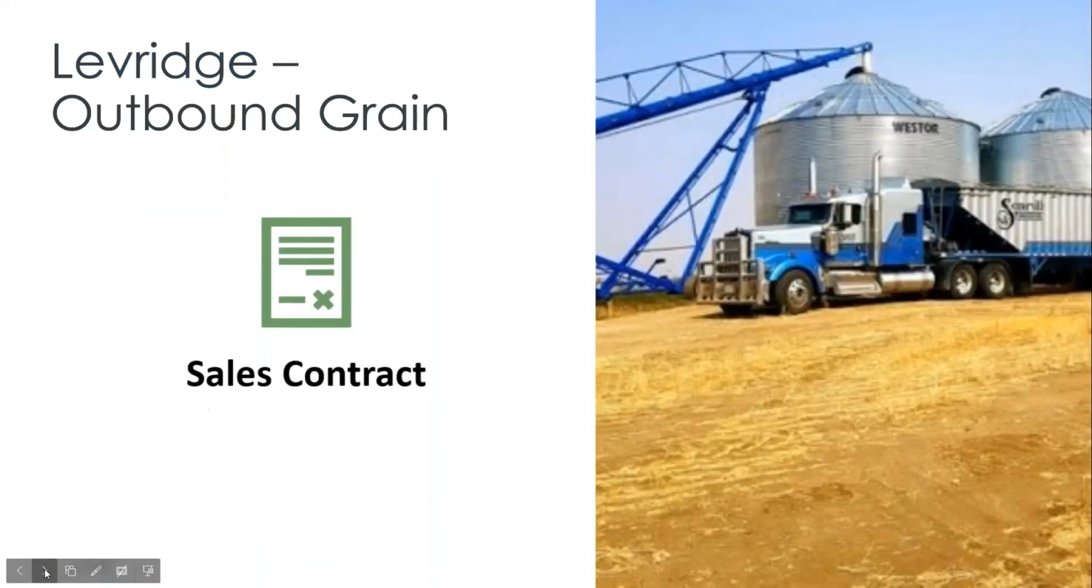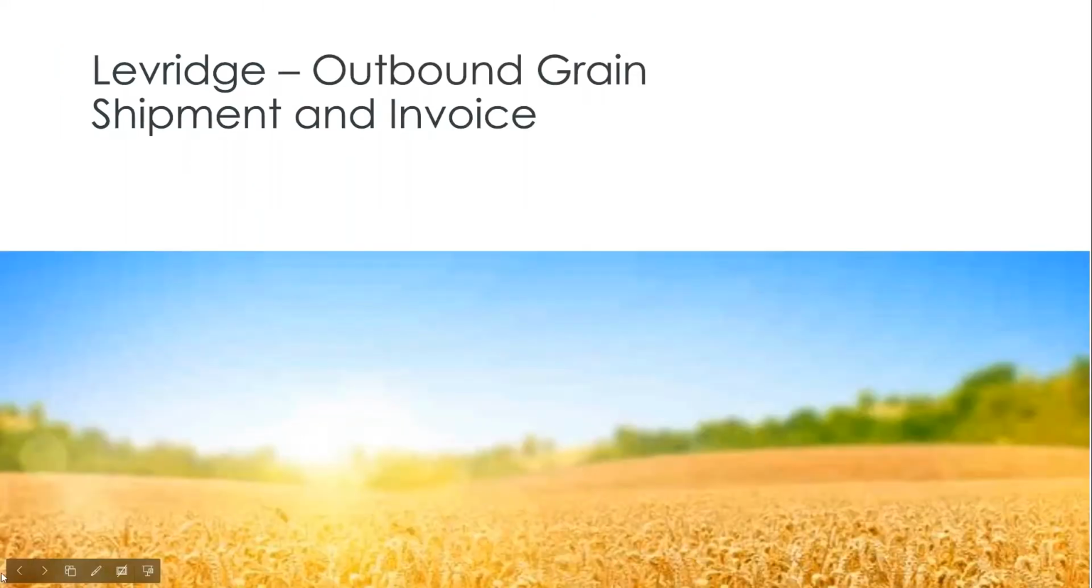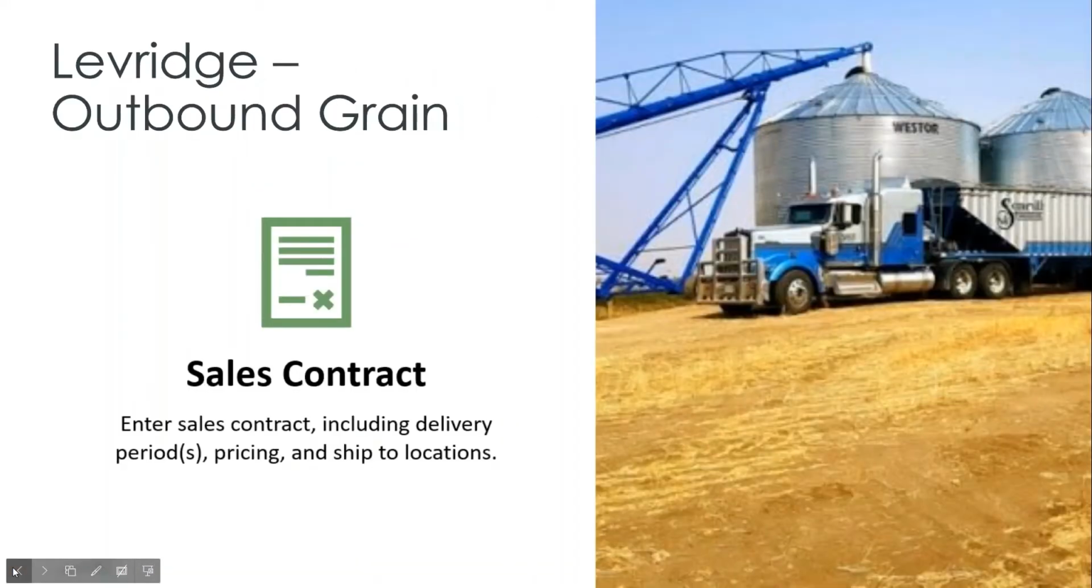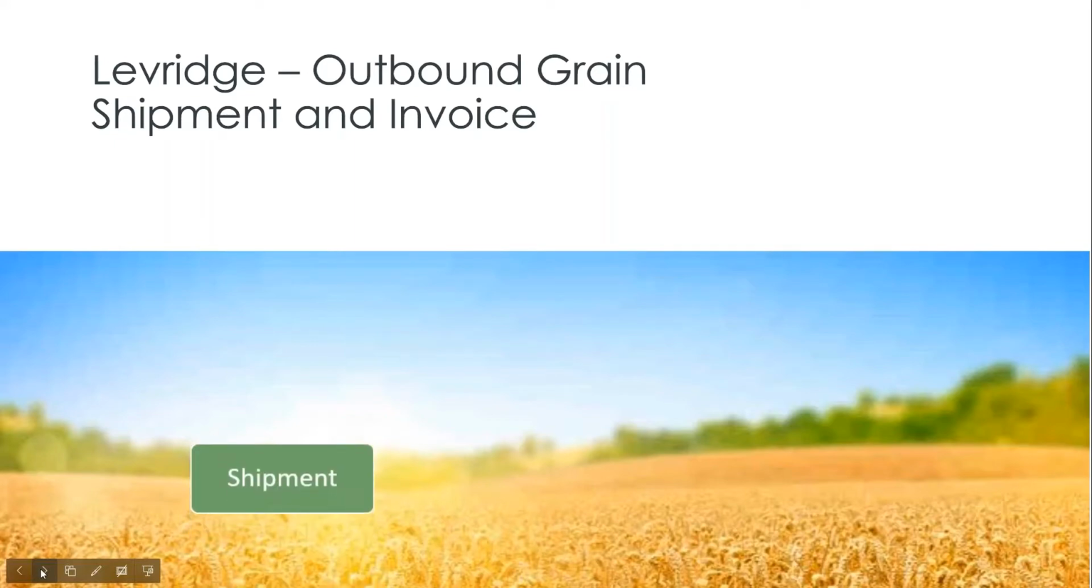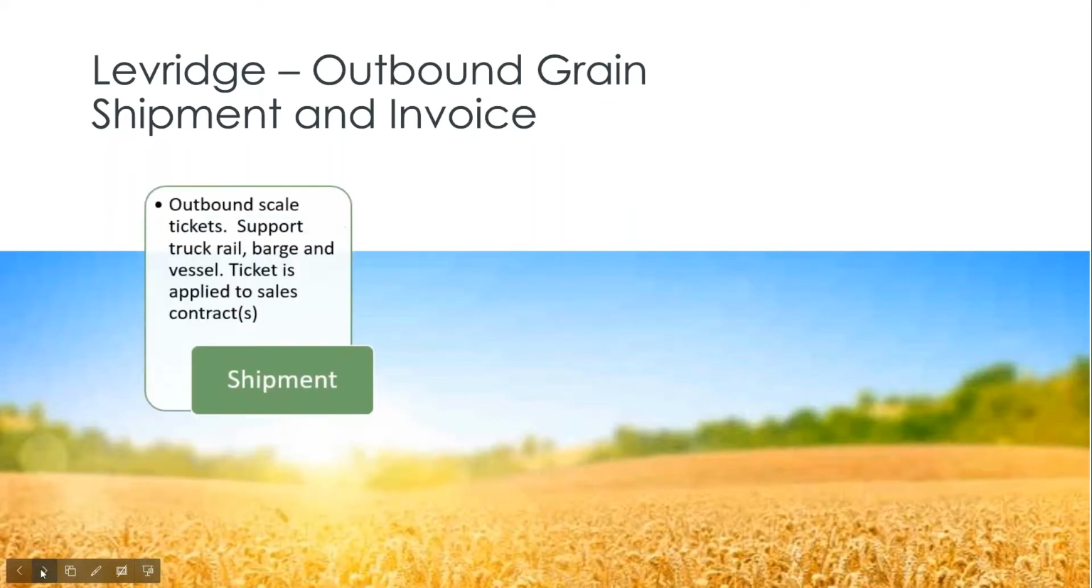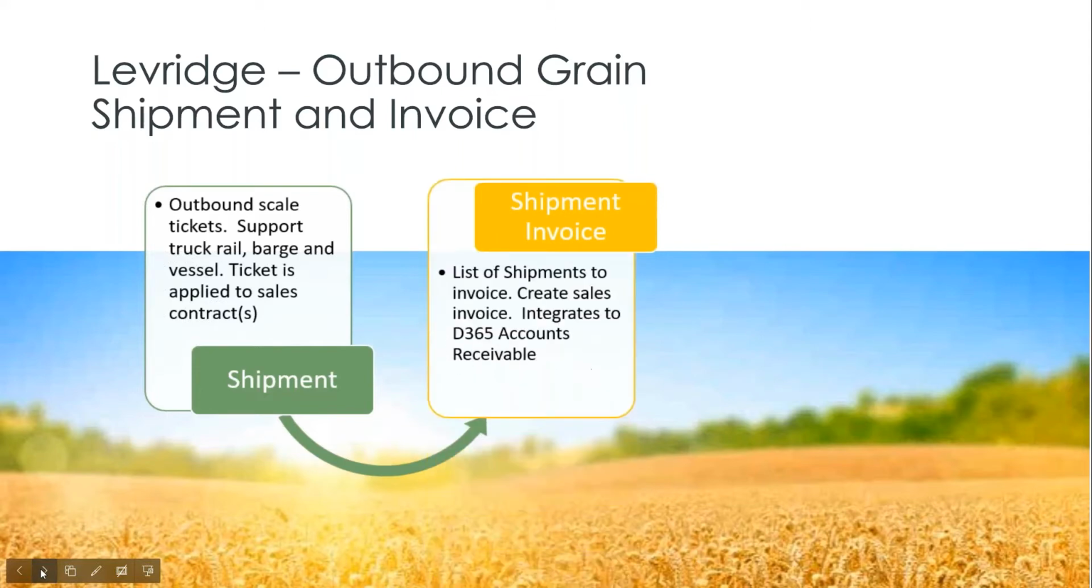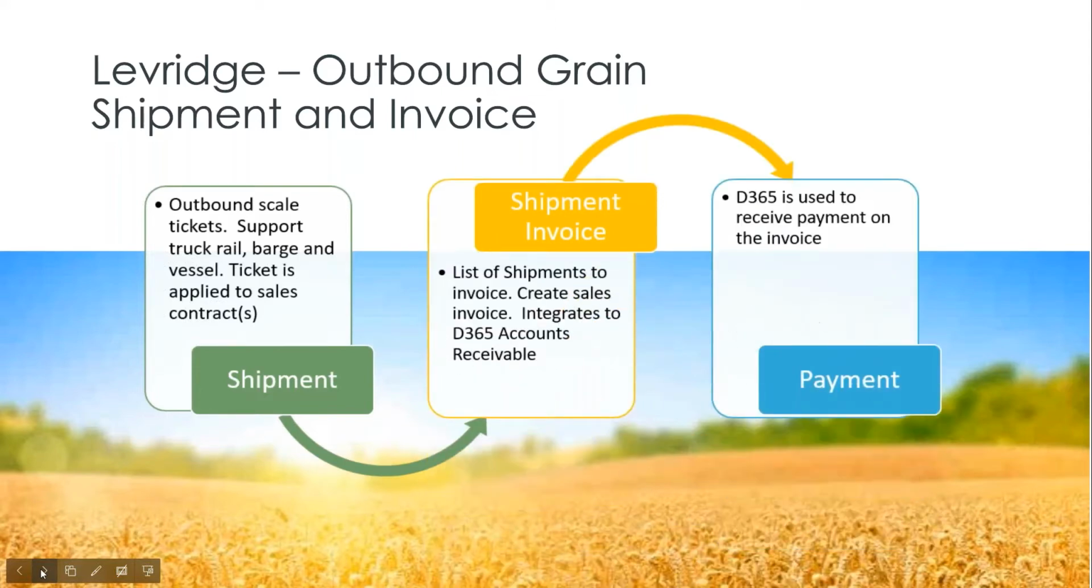Then we move to the outbound, a few more details about the outbound. The outbound grain starts with a sales contract, just like the inbound grain. It includes delivery periods, pricing, and ship-to locations, wherever we're going to sell the grain. Then we actually do the shipment. We have outbound scale, and we support rail, truck, barge, and vessels, and those tickets, the outbound shipments, are applied to sales contracts. The next step is to invoice those shipments.